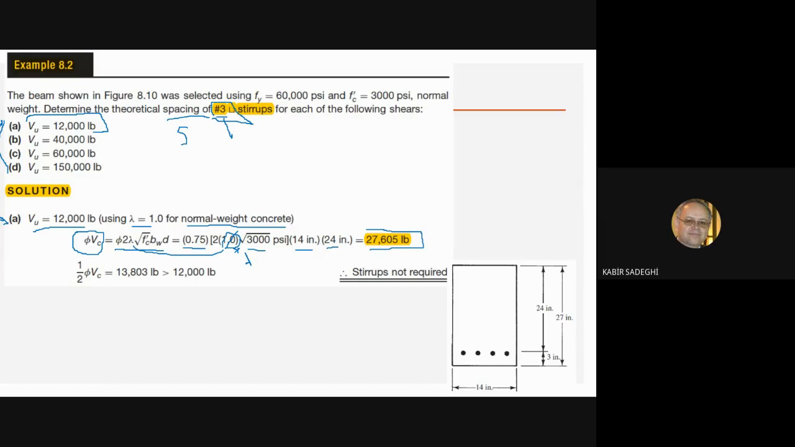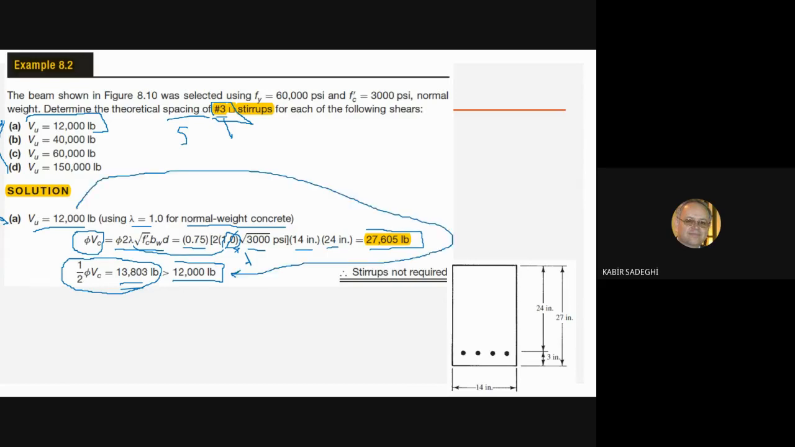If we compare half of this value, which is about 13,000 pounds, it is greater than the VU that we applied from the beginning. What does it mean? It means the concrete is enough to resist the shear. No need for a stirrup. We don't have a stirrup here, you saw? No stirrup. But the code enforces us to put in some stirrups at a spacing, for example, of D over 2, even if we don't need that.